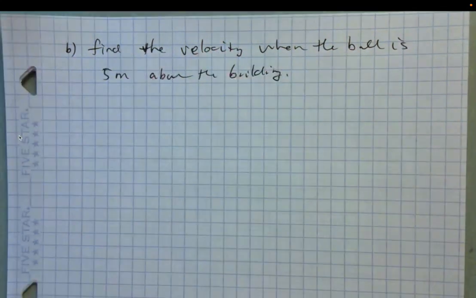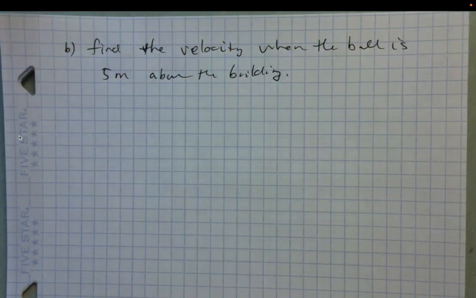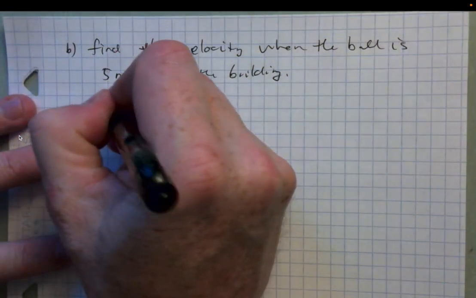Right? There's different ways to do this. You could use the position formula and determine when the ball is 5 meters above the building and figure out what the time is, and then plug that time into the velocity formula we just used to determine the velocity. Another way to do it would be to use a velocity formula directly. So we do have this.